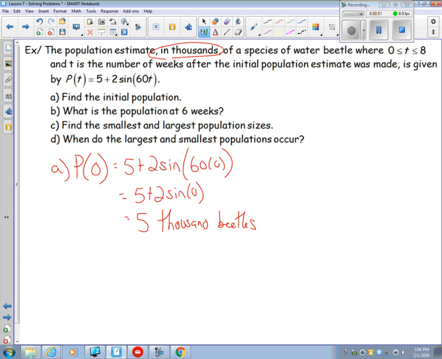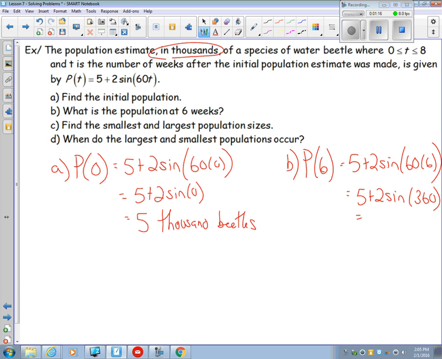Okay, part B. What's the population at 6 weeks? Our time is being measured in weeks, so 6 weeks would be P at 6, or 5 plus 2 times sine of 60 times 6, which is 5 plus 2 times the sine of 360. And if we punch that in our calculator the way it looks, it turns out that is also 5,000 beetles, or the number 5, but remember it's in thousands. Okay, so apparently it's gone up and down back to where it started from in that time.